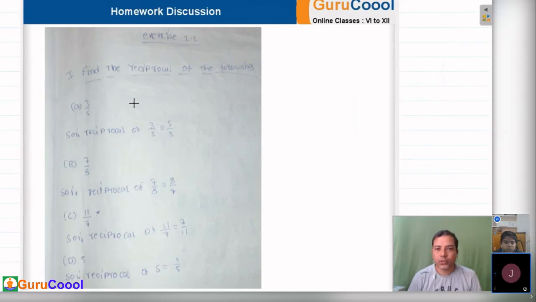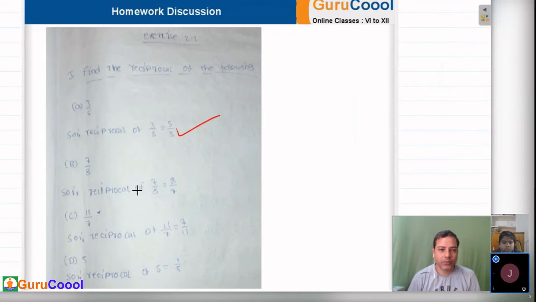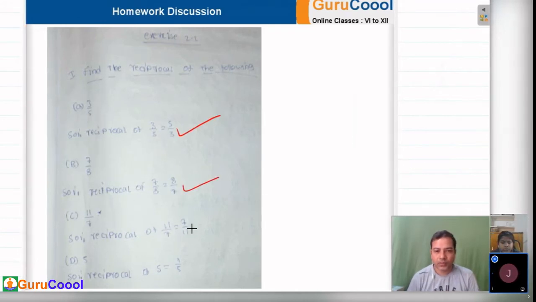Find the reciprocal of the following. Reciprocal of 3 by 5 is 5 by 3. Perfect. Reciprocal of 7 by 8 is 8 by 7. Reciprocal of 11 by 7 is 7 by 11. Reciprocal of 5 is 1 by 5.